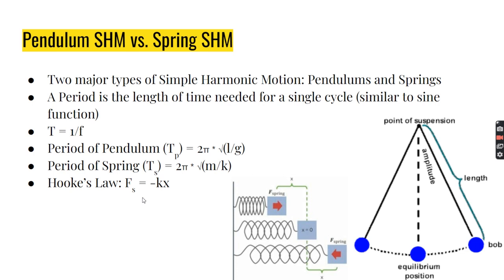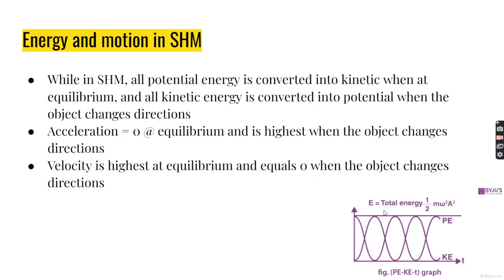And then Hooke's law is the force of the spring equals negative spring constant times displacement. The spring constant is going to be like 100 newtons per meter. That's what a spring constant will look like.